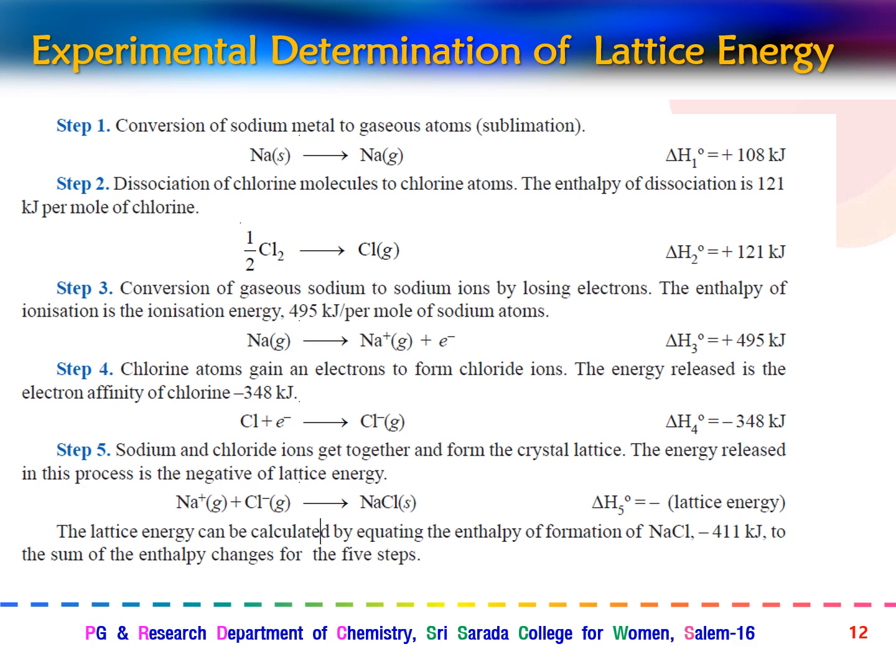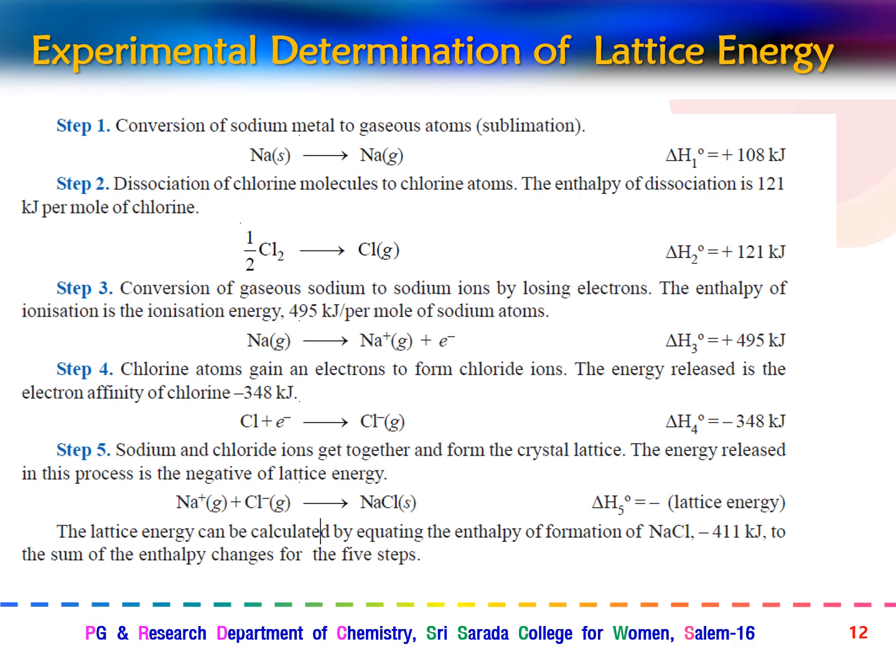Then step 3 is the conversion of gaseous sodium atoms into sodium ions. The amount of energy required to convert 1 mole of gaseous sodium atoms into sodium ions in the gaseous state is called ionization energy. And then the fourth step is the conversion of gaseous chlorine atoms into chloride ions. The amount of energy released when 1 mole of gaseous chlorine atoms is converted into chloride ions in the gaseous state is called electron affinity.